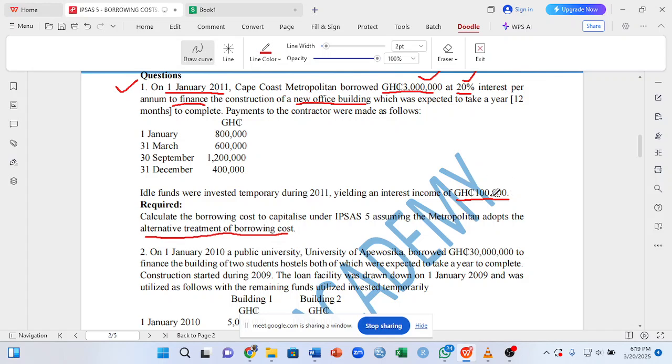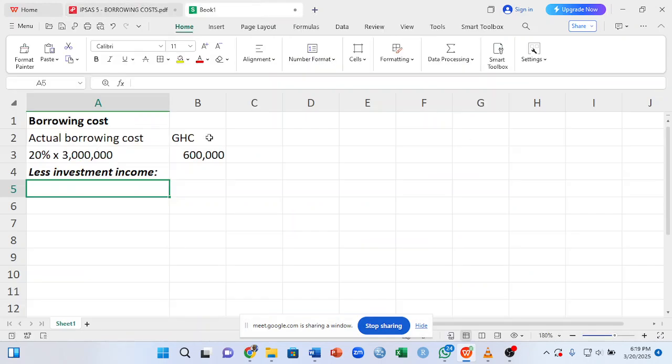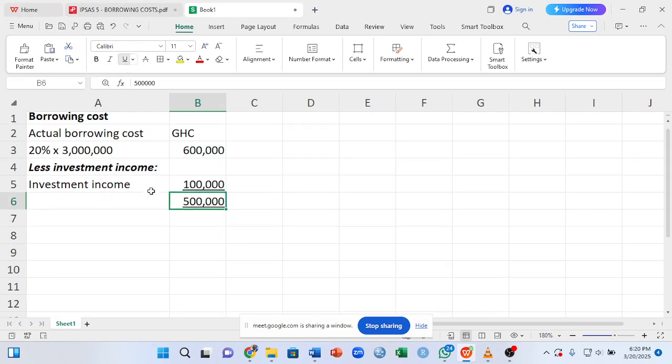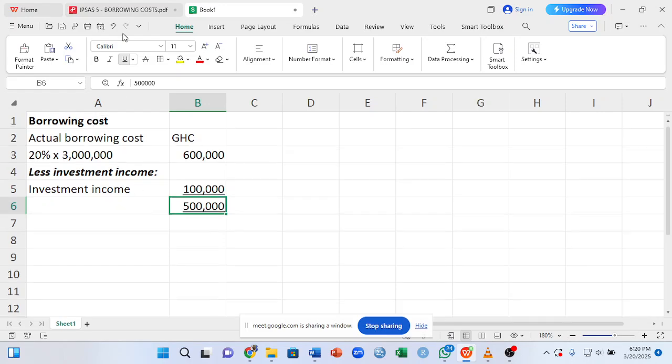So the investment income here is 100,000. That's the investment income, which is 100,000. So we'll less that to give us 500,000. Okay, thank you. So that will give us 500,000, and that will be the borrowing costs for the qualifying asset in our instance.